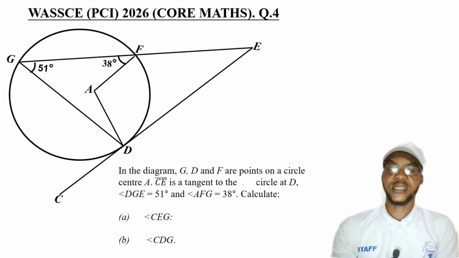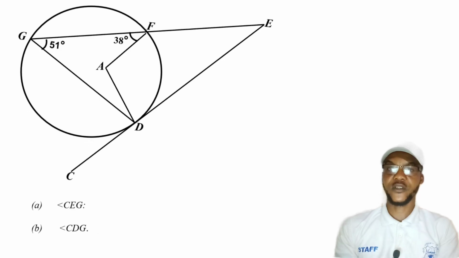For this question, we are seeing that in the diagram, G, D, and F are points on a circle with center A. Line CE is a tangent to the circle at D. Angle DGE is 51 degrees and angle AFG is 38 degrees. We are to calculate the angle CED and also look for the angle CDJ. Let's quickly look at how we are going to identify some properties that we've learned previously in this question.